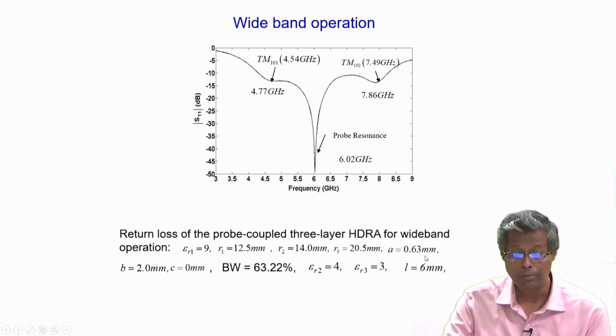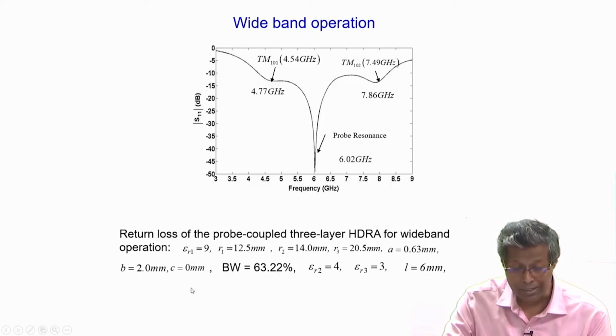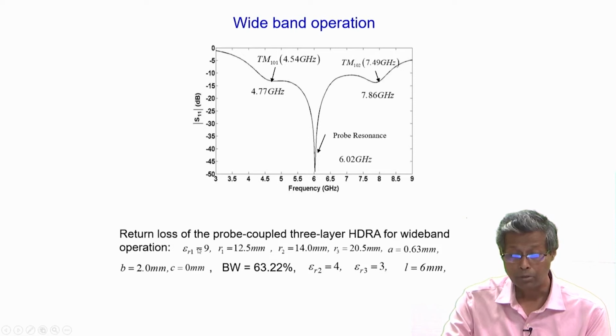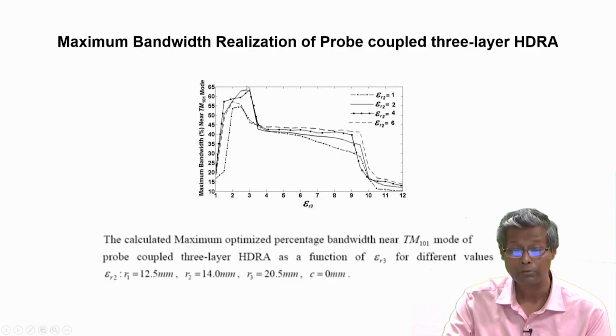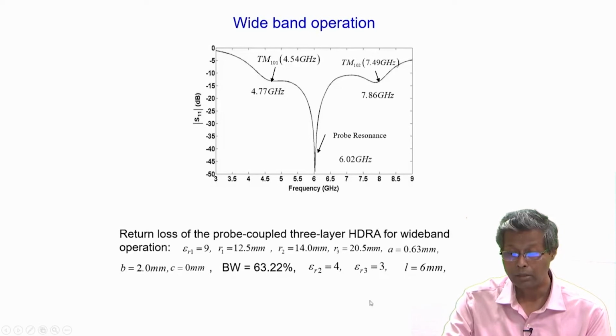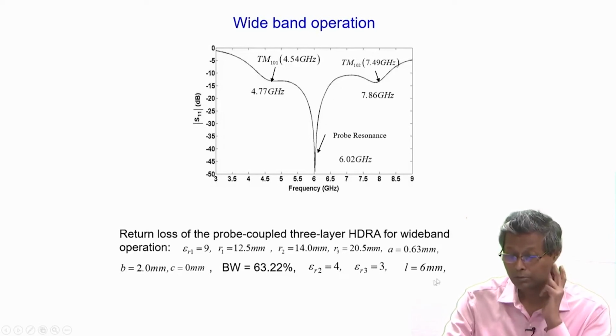A is 0.63 millimeter, the coaxial probe inner conductor radius, and the coaxial probe outer conductor radius is 2 millimeter, and the design is a centered probe. So, we obtain a bandwidth of 63.22%, very close to what is here, and the length of the probe should be optimized to obtain the maximum bandwidth.